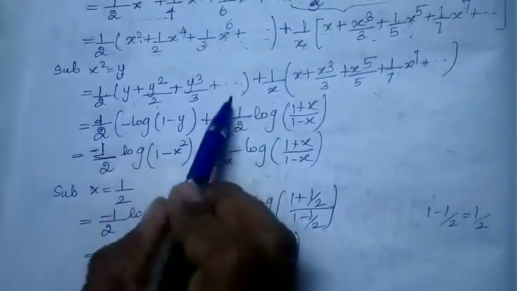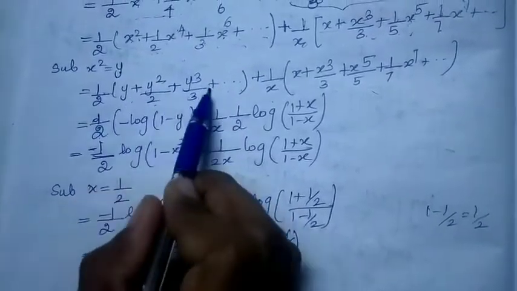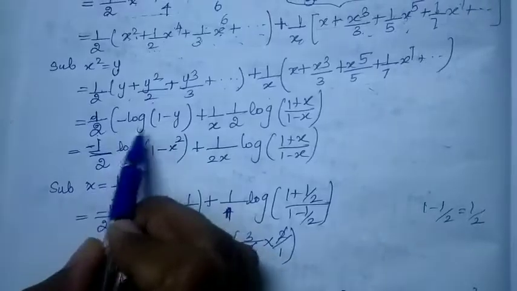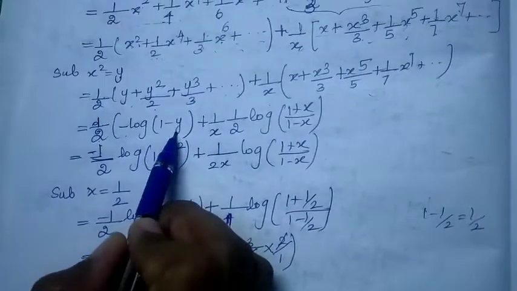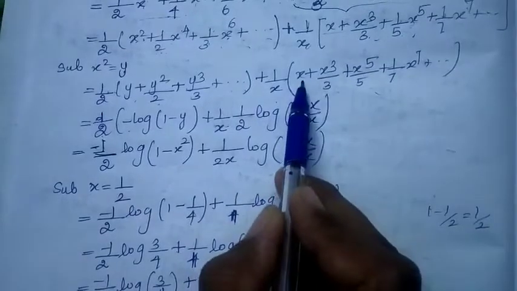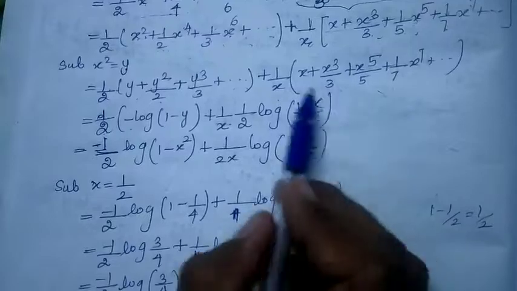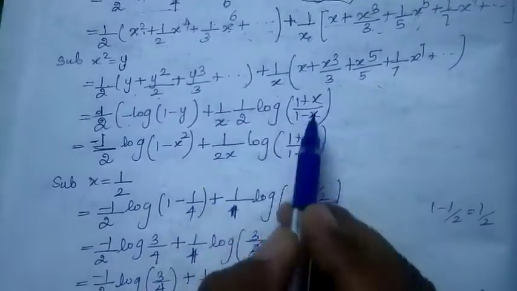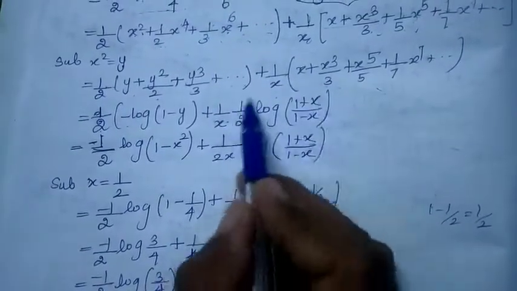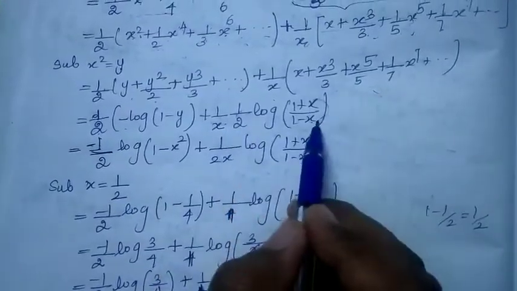Now this is in the form of the logarithmic series formula. Here all terms are plus, which means we have the formula minus log of 1 minus y. Then 1 by x into, look at now, we have x plus x cube by 3 plus x power 5 by 5. So this is also a formula, right? At the last we have derived one formula, that is 1 by 2 into log of 1 plus x by 1 minus x. I am just replacing this formula here, right?